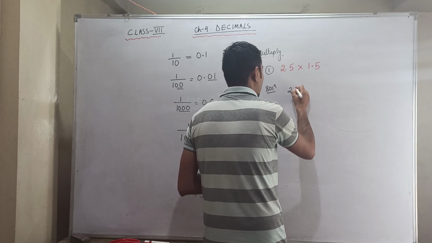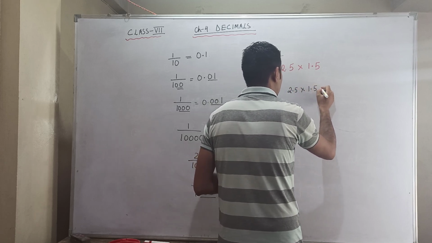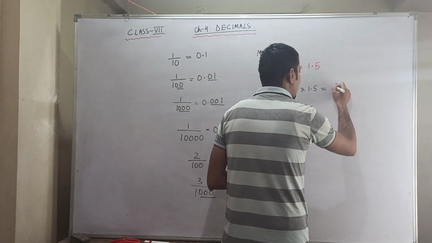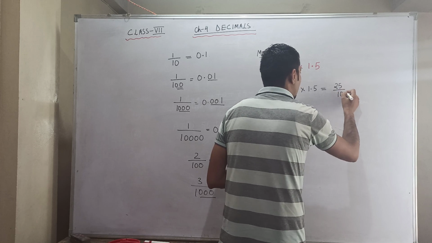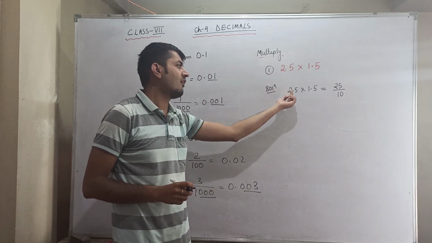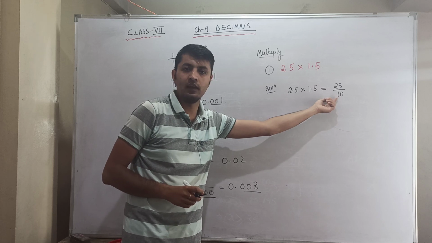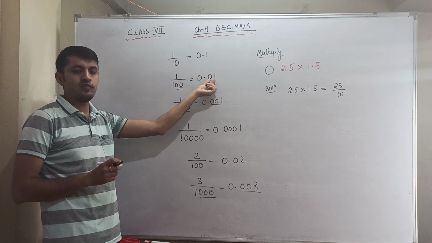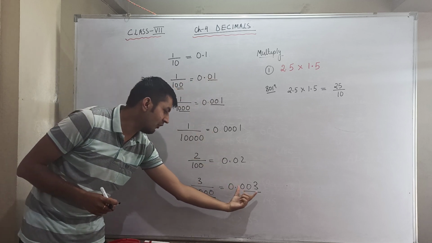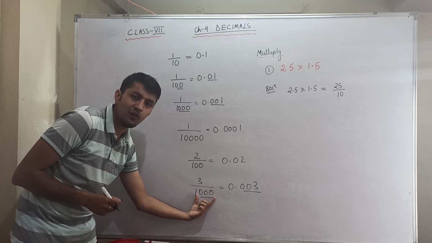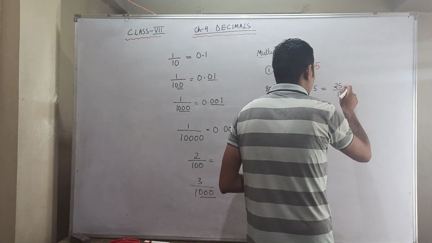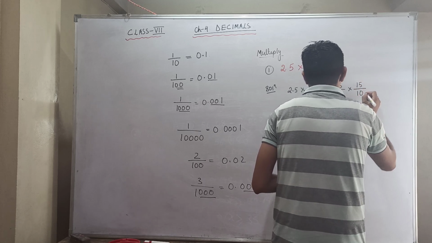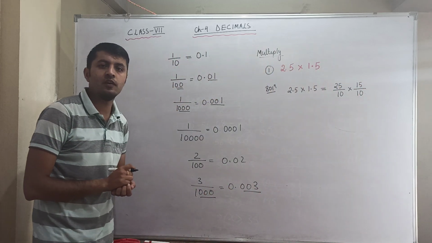You have 2.5 into 1.5. Now when you see 2.5, it can be written as 25 by 10, because after the point, for 1 digit, you have to take 10. If there are 2 digits, you have to take 100. If there are 3 digits, you have to take 1000. So this will be 25 by 10 into 15 by 10.